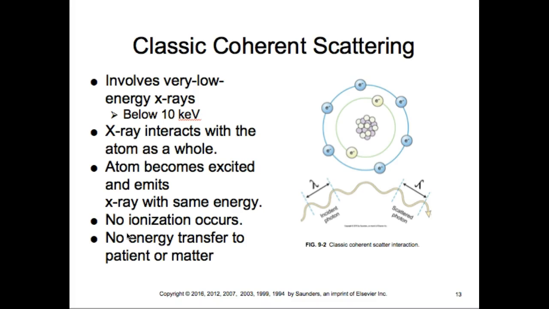No ionization happens, no energy transfer to the patient or matter. So as you can see here, the wavelength going in is the same as the wavelength coming out. It hits the atom, gets it vibrating, and has it turn the corner. So there's no ionization really within the atom. It excites it, which is not good, but we consider scatter any time that a photon changes direction. So this is coming in and it's turning the corner, so it's changed direction, therefore it's considered scatter. Okay?